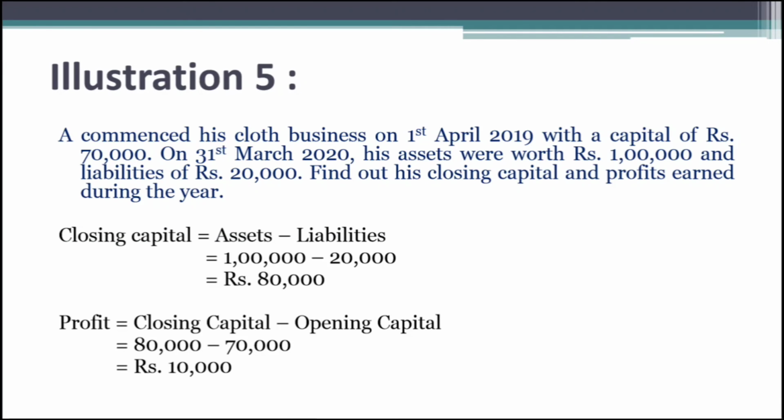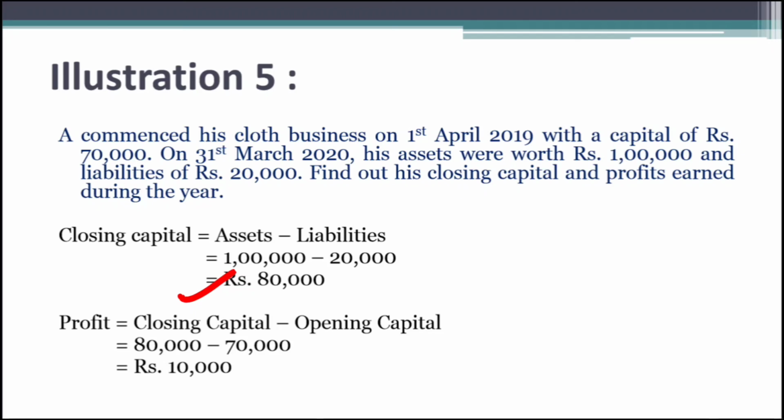Now, next is A commenced his cloth business on 1st April 2019 with a capital of rupees 70,000. Now this is an opening capital. On 31st March, his assets were worth rupees 1 lakh and liabilities were 20,000. So can we calculate the closing capital? Yes, assets minus liabilities. That is 1 lakh minus 20,000. So the closing capital comes out to be rupees 80,000.